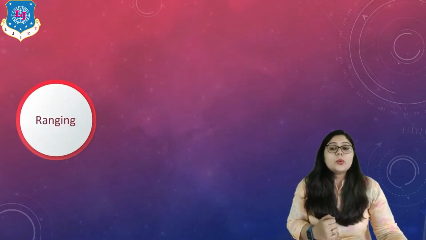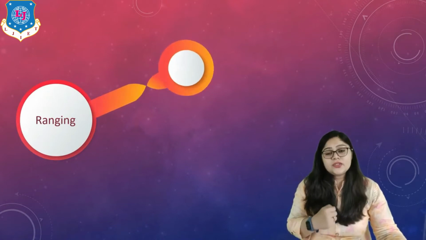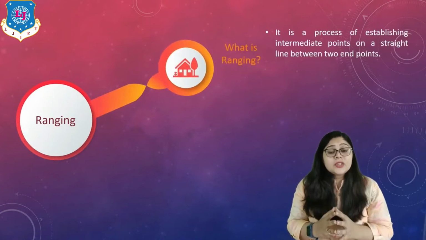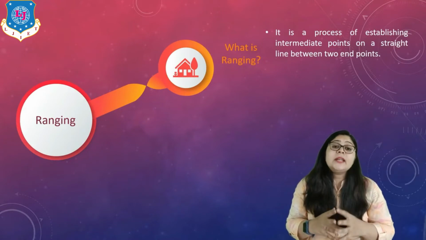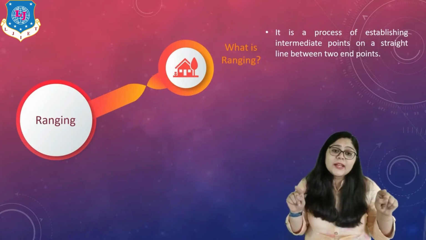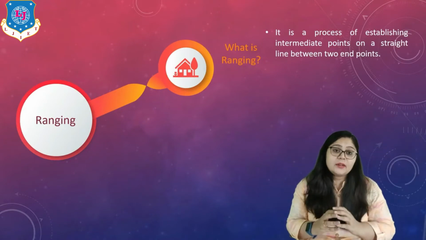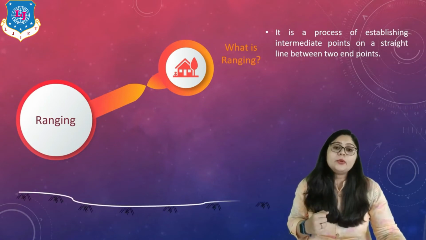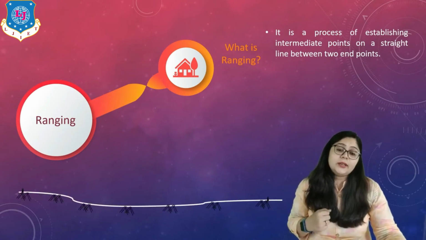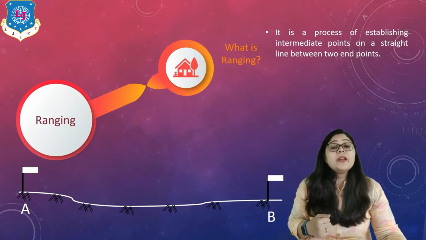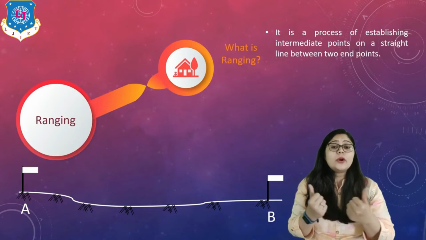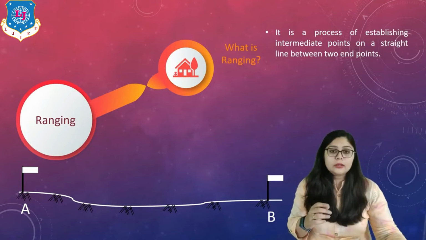Again, the question is, what is ranging? As I said, ranging is a process of establishing intermediate points on a straight line between two endpoints, right? Now, if I want to explain, let's assume this is the ground condition and these are two station points, A and B. If I want to range these two points, or check that these two points are on the same line or not, right?